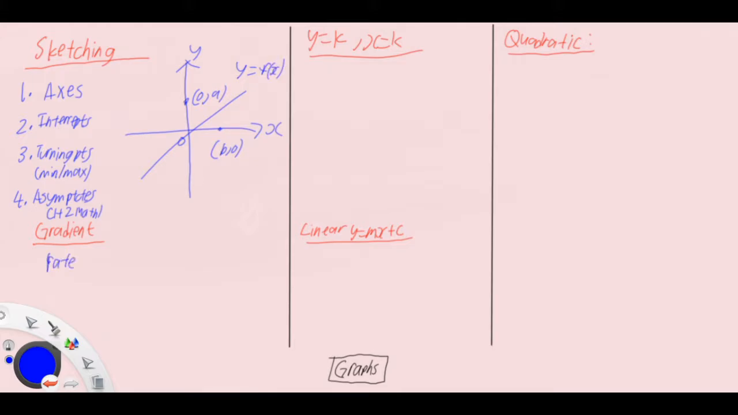Moving on to the gradient definition: rate of change of y with respect to x, vertical change over horizontal change, rise over run. As some of you might have heard before.